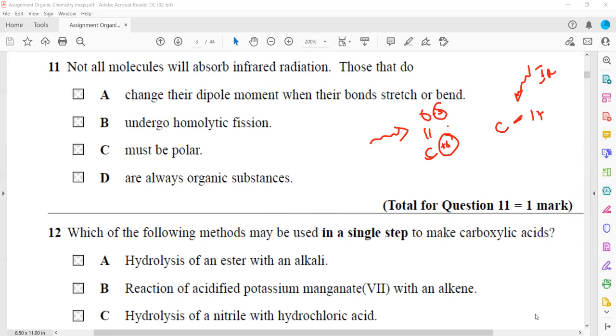So the magnitude of partial positive and negative also changes. As a result, what happens? The molecule will absorb infrared radiation. Is it clear?